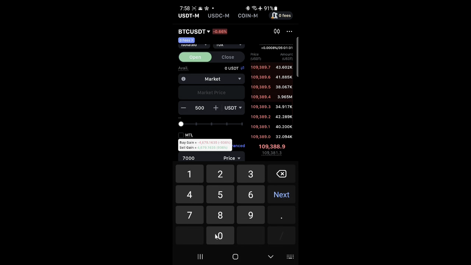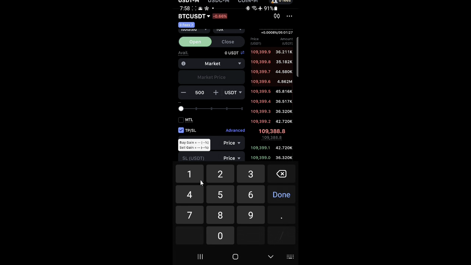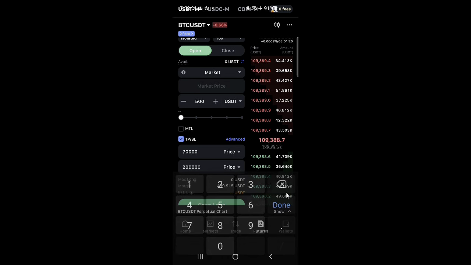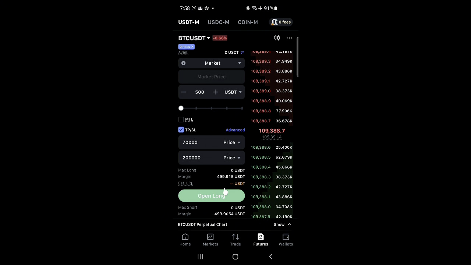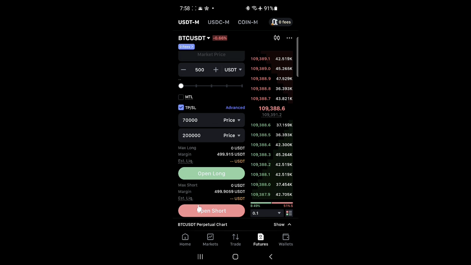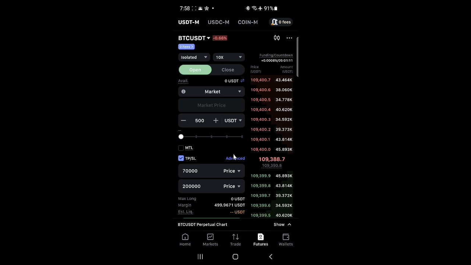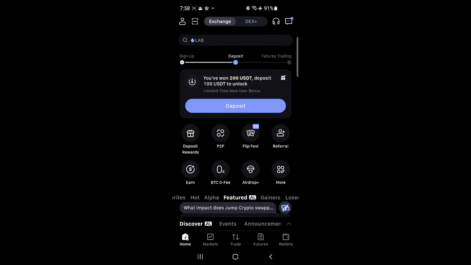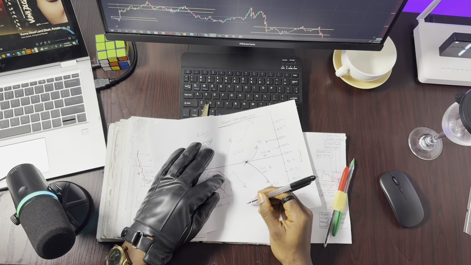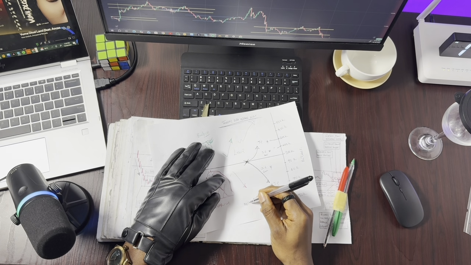And now my stop loss, very important, my stop loss is at 200k, because I don't want Bitcoin to pass 200k. So I'll put in my stop loss to be 200k, and I'll hit done, and I'll scroll down. Now I'll use this other option, open short. Guys, I'm trying to tell the market that I want to go down, I want to go for a bearish structure. That's the meaning of open short. So that's all for the basics of placing a trade. That's how you can execute a trade in the market.